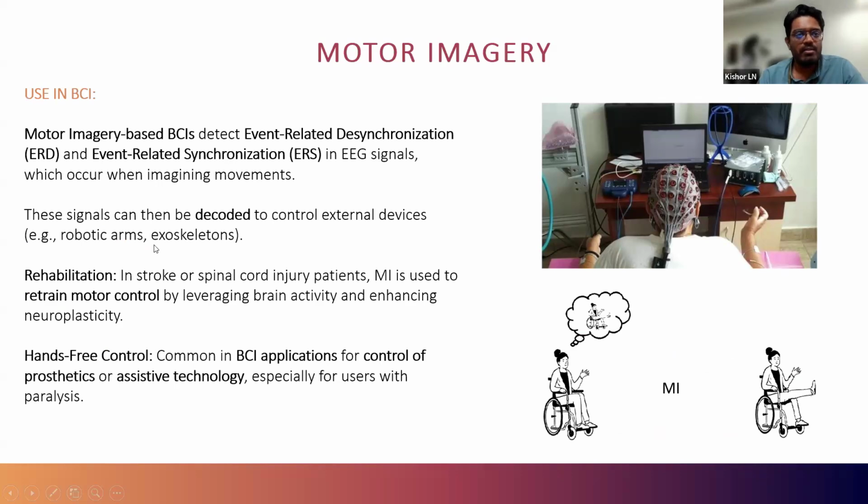So like I said, when you do motor imagery, there's going to be the ERD and ERS signals in your EEG, and that can be decoded to control external devices like robotic arms and exoskeletons. In parallel, it can also be used in rehabilitation, where patients form new brain connections through this practice.